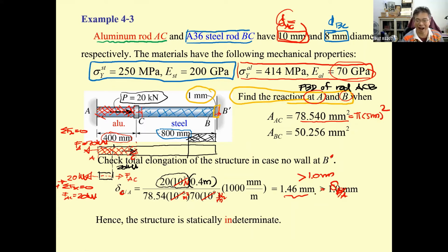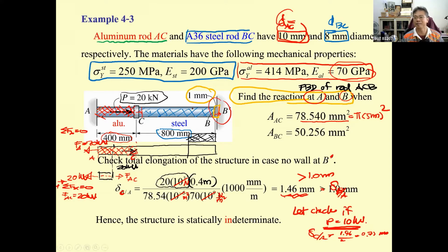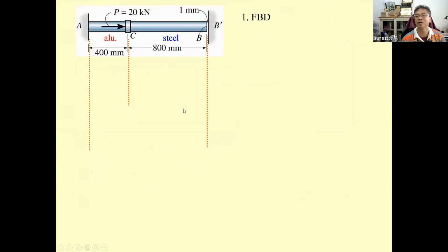Okay, let's check if P equal to 10 kilonewton. If P equal to 10 kilonewton, the structure will be statically determinate. Let you guys work on this. This one will be half of this, 1.46 divided by 2. That is going to be 0.73 millimeter, less than 1 millimeter, so the structure is statically determinate. Since this one is statically indeterminate, go to the previous one.